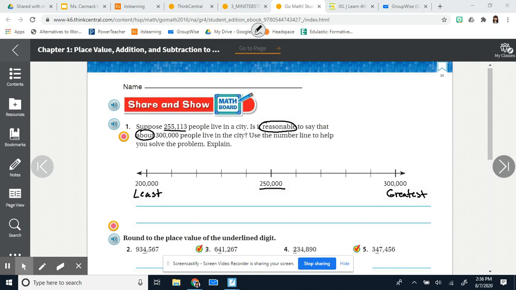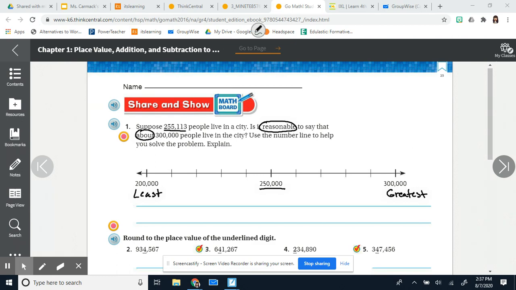Well, I can tell you right now, these little tick marks, let's see how many there are. 1, 2, 3, 4, 5, 6, 7, 8, 9, 10. So it takes 10 tick marks to get to 300,000. So that means these are divided in values of 10,000. Sorry for that bell.